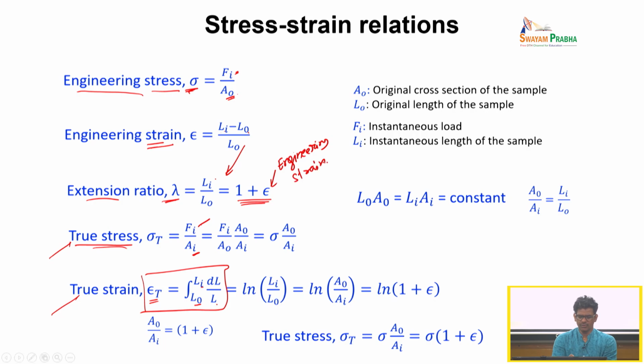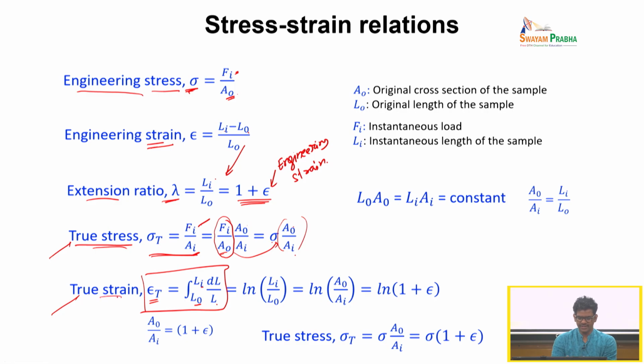Now you can go to the true stress definition, which is the instantaneous force divided by the instantaneous area. You can multiply this equation by A naught in the numerator and denominator. So now we can identify the engineering stress and then multiply by this factor. If I know A naught and Ai and the engineering stress, we can get the true stress.